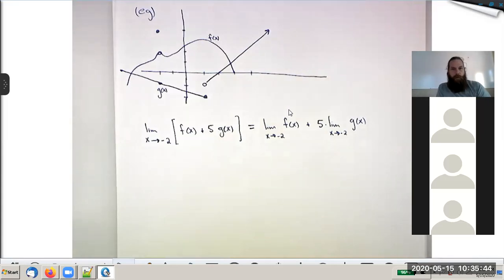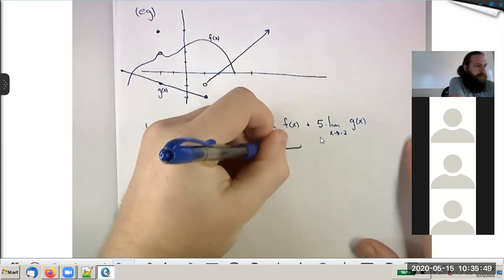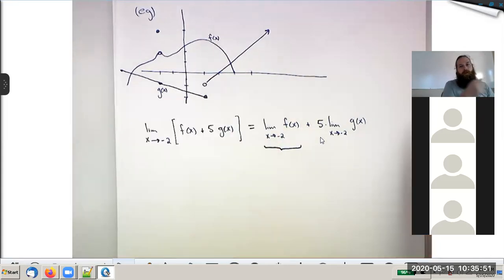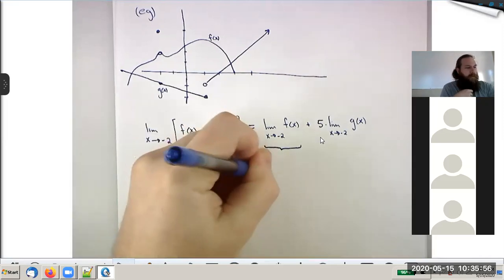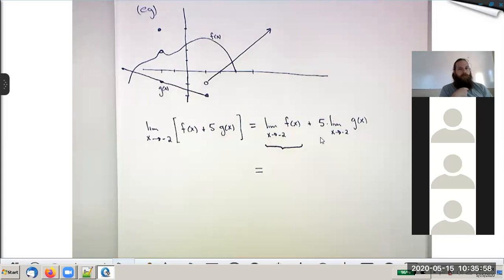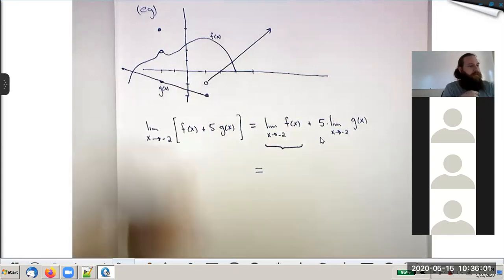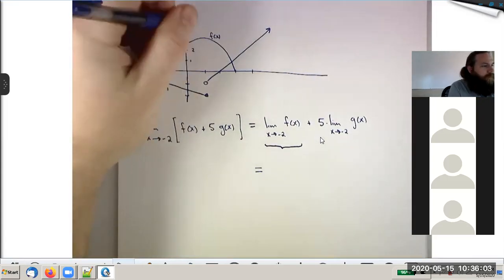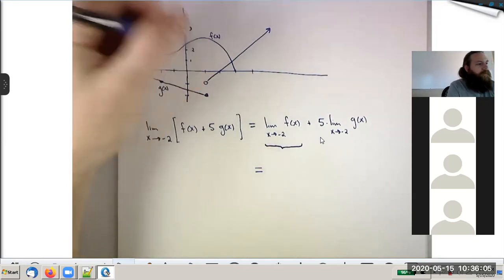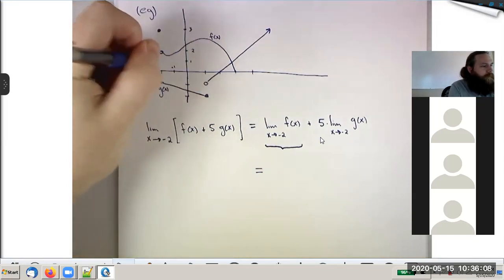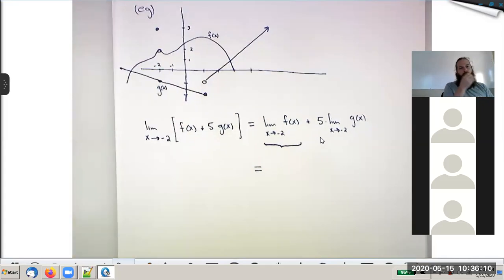Yeah, so from here we need to use the graph. So what is this piece? What is the limit as x approaches negative 2 of f of x? So this is 1, this is 2, this is 3, this is negative 1, this is negative 2. Would it be 3? It's an interesting question. So f of negative 2 is equal to 3.